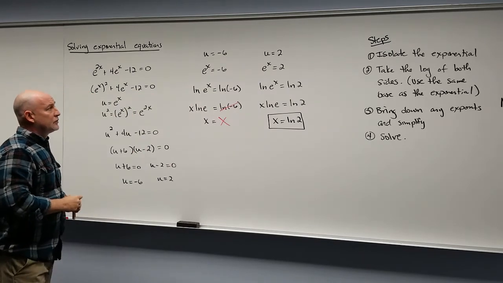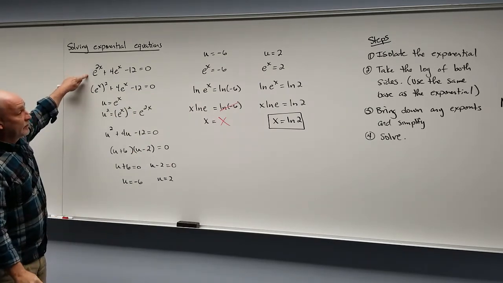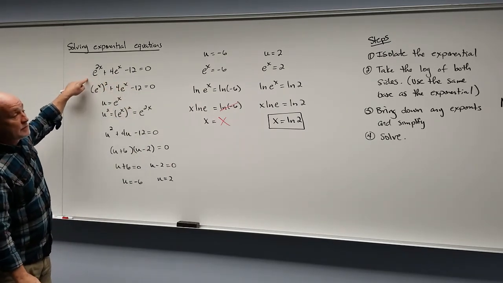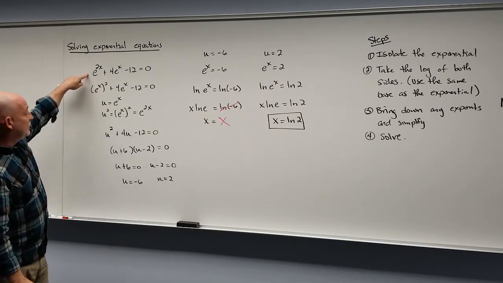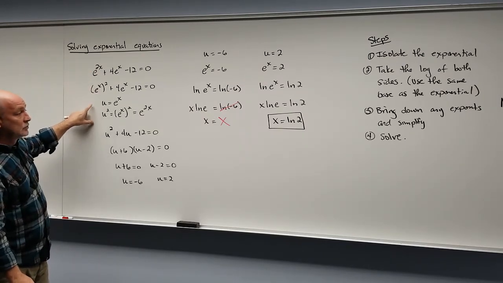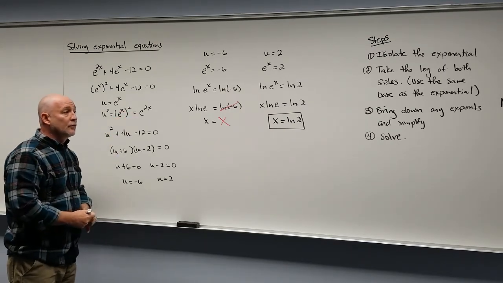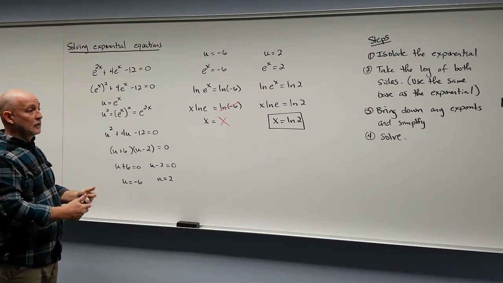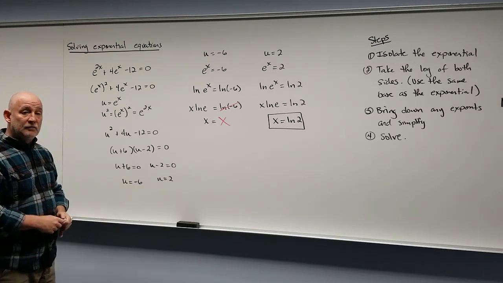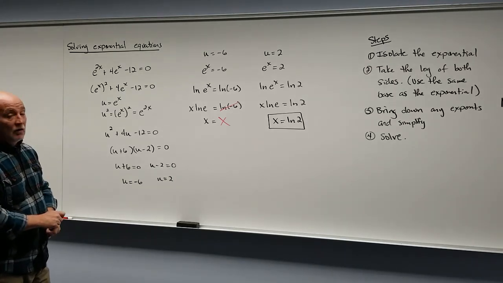All right, so you're going to see a few of these in the homework where they have quadratic form. The easy way to tell is they have 3 pieces to them. If that has 3 pieces, generally you're going to do a u substitution for quadratic form. All the other ones, your steps should work for you. Isolate the exponential, take the log of both sides, bring down the exponents so you can simplify, and then solve whatever's left over.